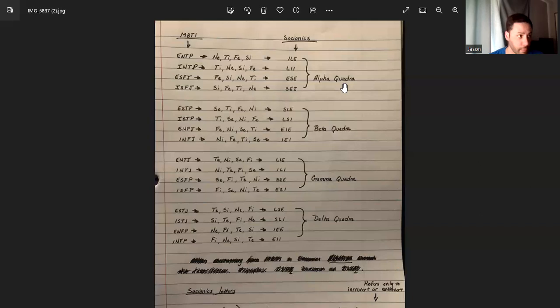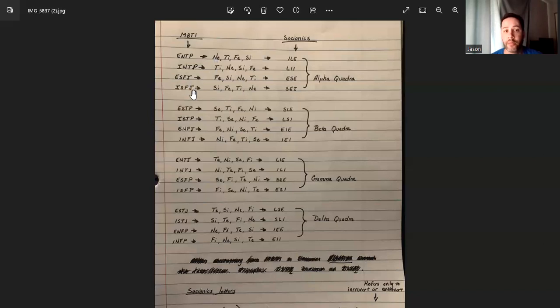Now the word quadra means four. So you have four types in each quadra, and four quadras for all 16. They're grouped in this way because all four of the types in a quadra share the same elements. They all value these elements. These elements are important to those individuals. The only difference is the order in which they're valued. That's it. ENTP really loves NE. That is their base element.